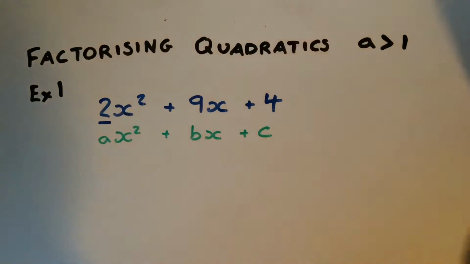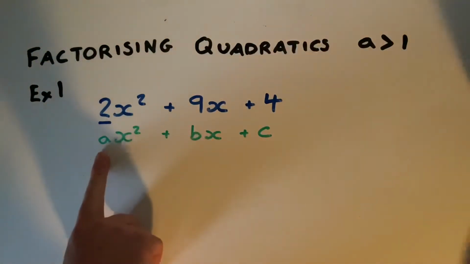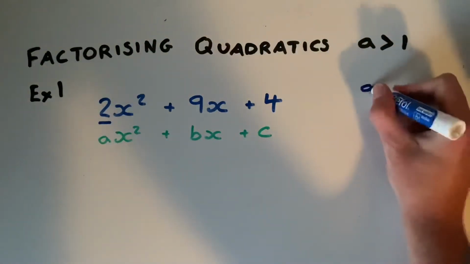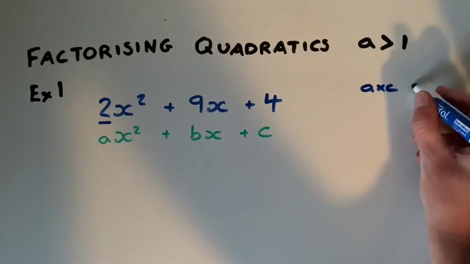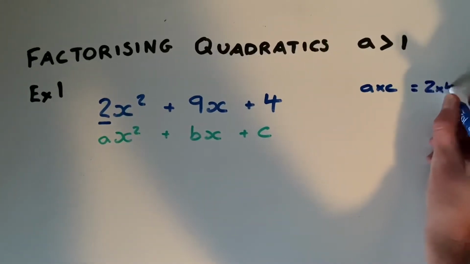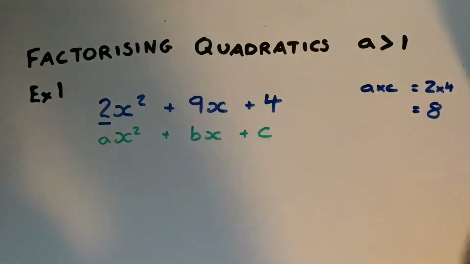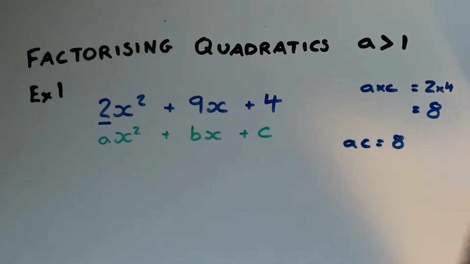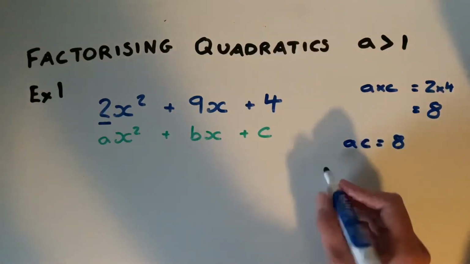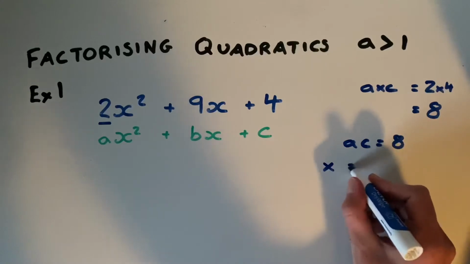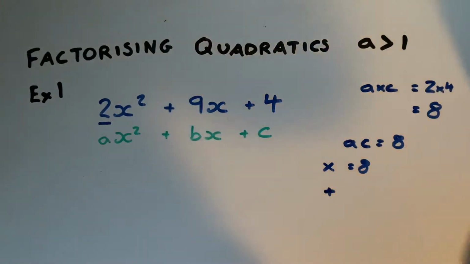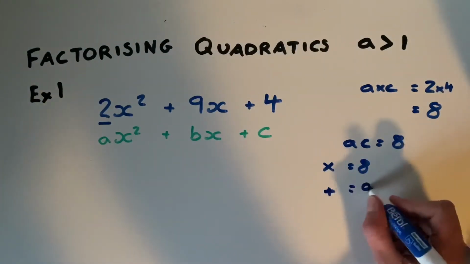So the first step we need to do is to do the coefficient of a times the coefficient of c. So I'm going to write that over here, a times c, which will be 2 times 4, which gives us 8. So now that we know what ac is, and that is 8, we need to work out what two numbers multiply to give us 8, but when we add together, give us the coefficient of b here. So our coefficient of b is 9.